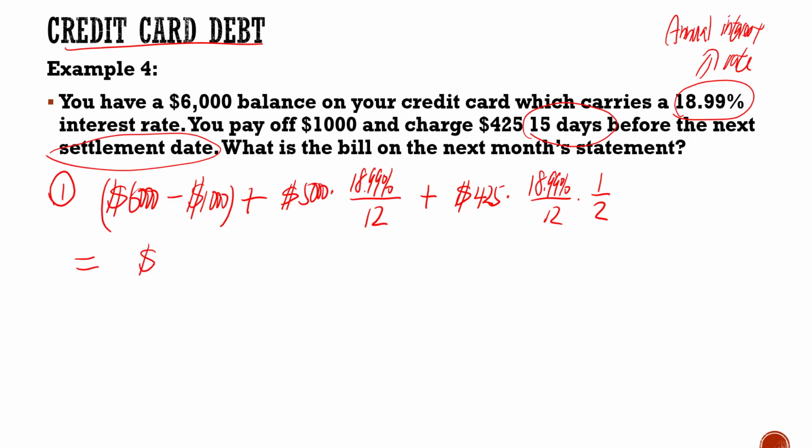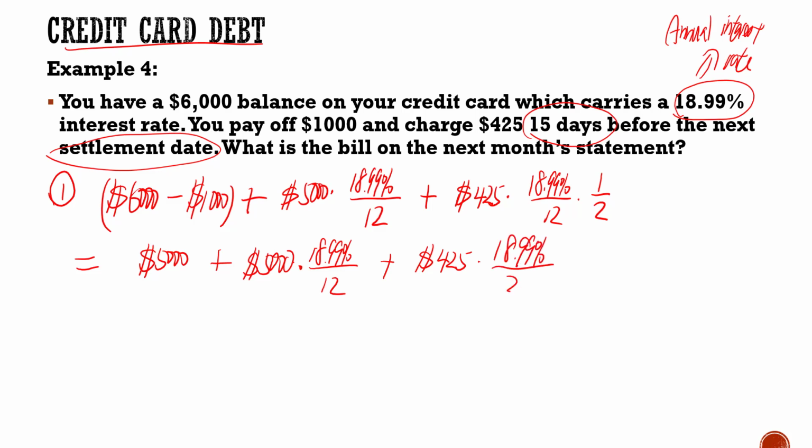So it's 5,000. We can simplify, so this is 5,000 times 18.99% over 12, and then plus $425 times 18.99% over 24. So combine all 3 sources, we can get a total statement balance for next month.